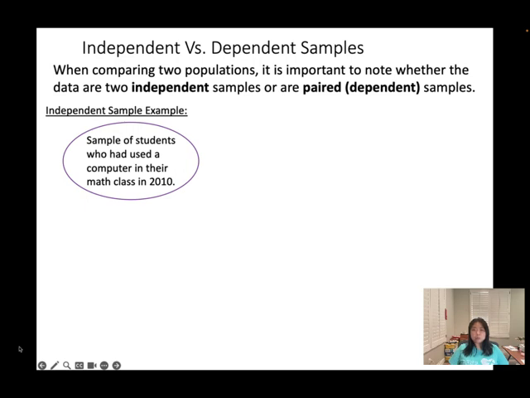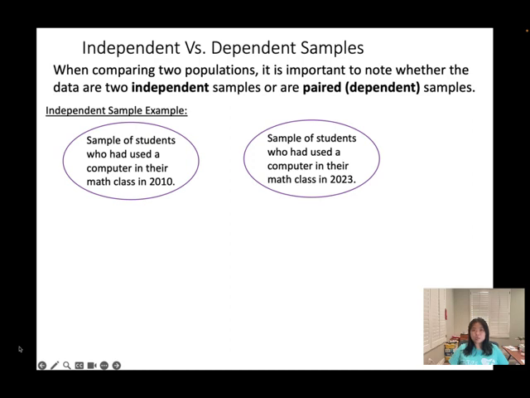We have population 1, a sample of students who had used a computer in their math class in 2010, and then population 2, a sample of students who had used a computer in their math class in 2023. So you can see we have two populations, and these samples are independent. Those students are not related to these students here. So these are two separate independent samples. We want to know, do the population mean scores differ?